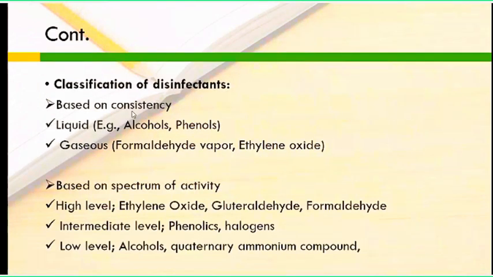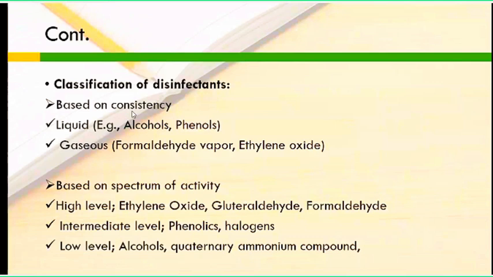By way of classification, disinfectants can be classified based on consistency. So we have, one, liquid. An example is alcohol. For alcohol, the mechanism of action is that it dehydrates the cells of microorganisms by disrupting the cell membrane, and it also affects the coagulation of microorganisms' protein. Examples of alcohol include ethyl alcohol, isopropyl alcohol, methyl alcohol. Then the application of alcohol includes use of a 70% solution of alcohol.